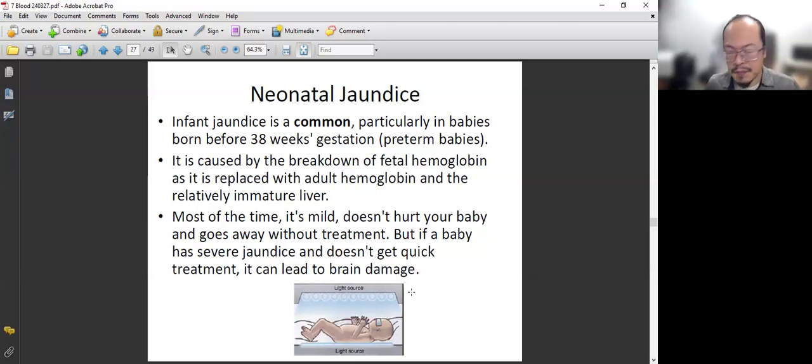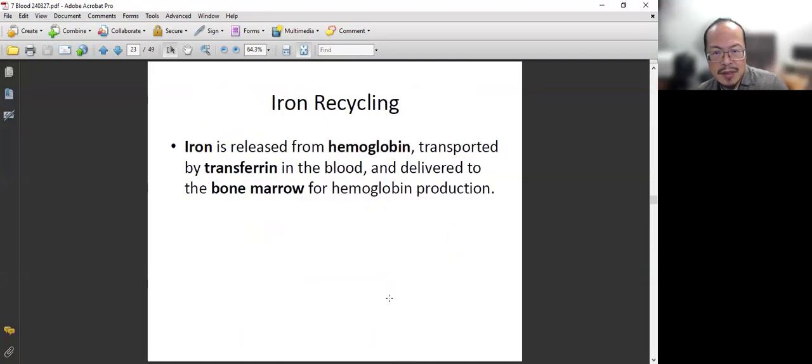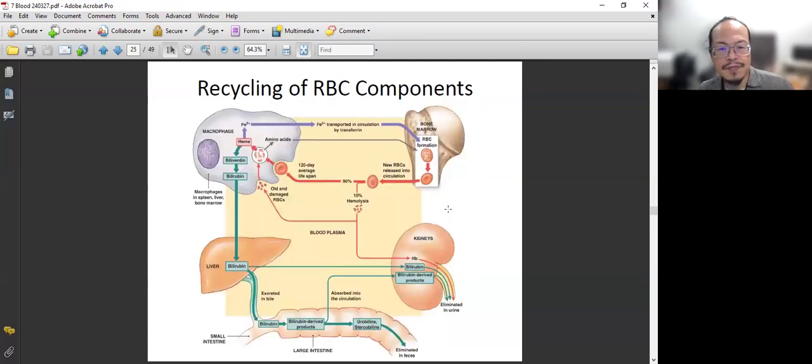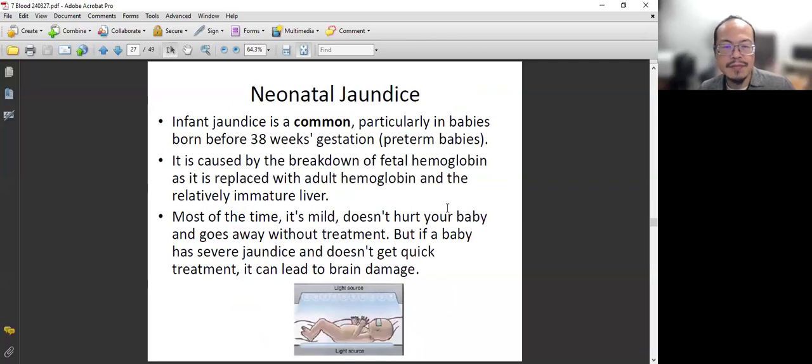So we can use light. As we know, bilirubin is circulating, and part of it is circulating in the skin, right? So we can use light to convert that chemical structure. Let me show you here. Whether it's unconjugated or conjugated, we basically use light to change that chemical structure to degrade it quicker. So that is the therapy. All right, so that's that.